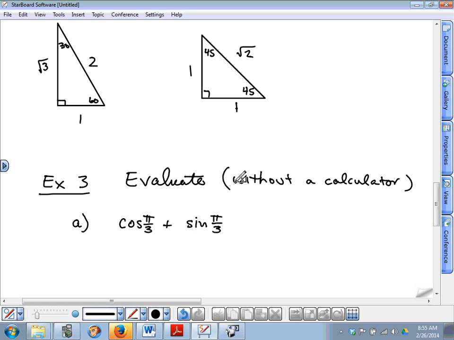Now, I mentioned this, but you might not have heard me. The input into any trig function are angle measures. Pi over 3 is an angle measure. What kind of an angle measure, though? These are radians. These are not degrees. So just change them to degrees. Pi over 3 is 60 degrees. So I'm asking you to do the cosine of 60 plus the sine of 60.